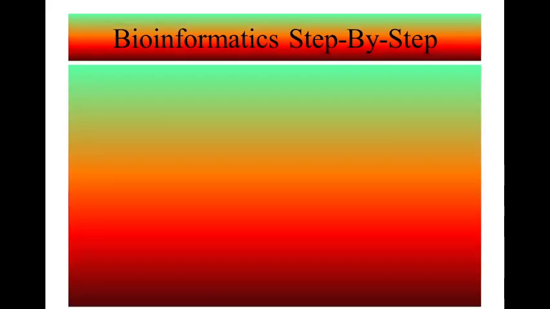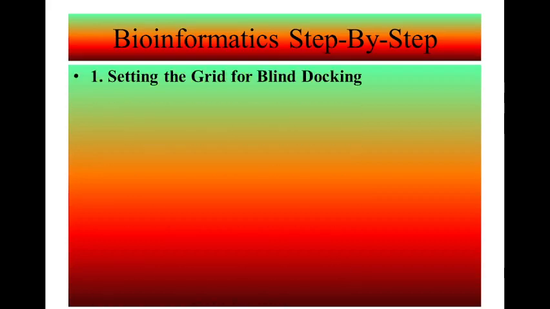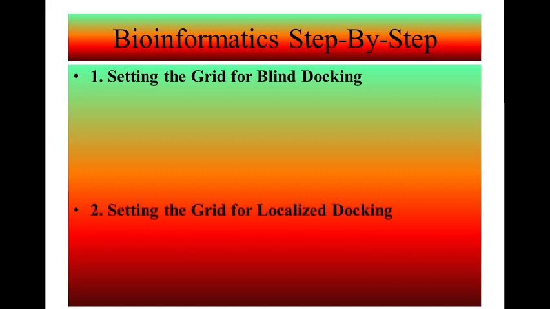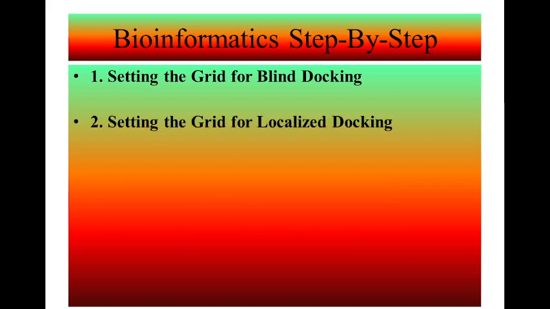I shall be following 5 steps in completing this tutorial. Step 1 is about the setting of the grid around the entire protein when the exact location of the active site and the receptor is not known. Here I shall be including the ligand and the grid inside the protein space for localized docking.